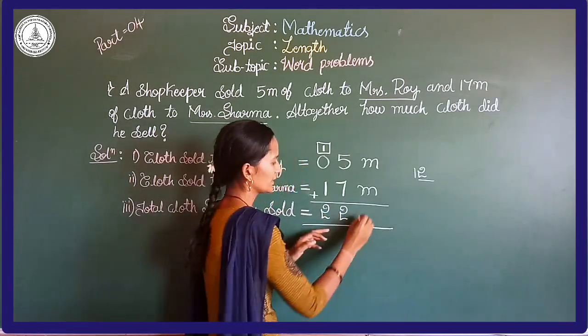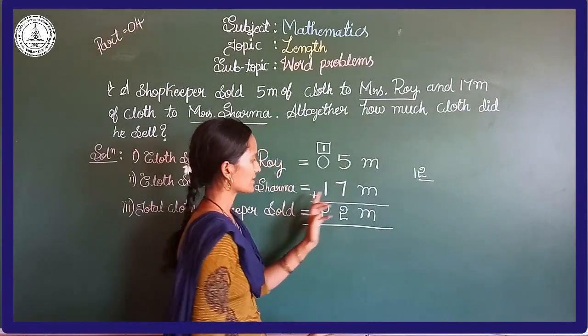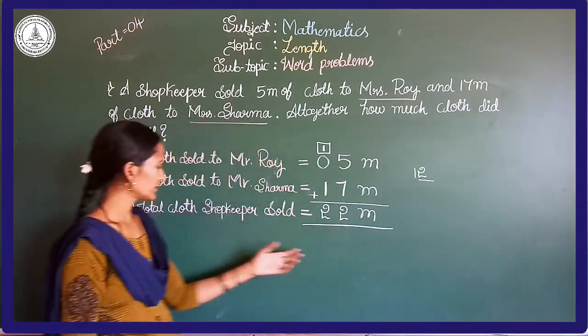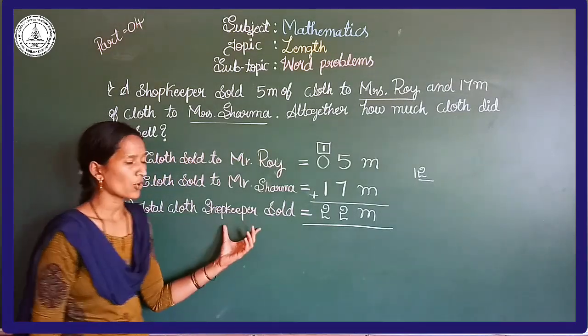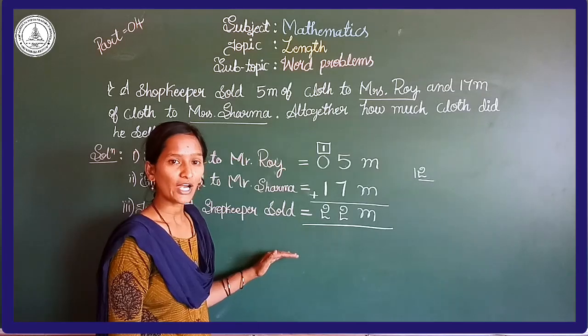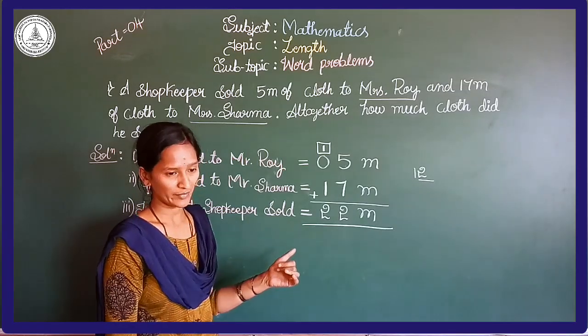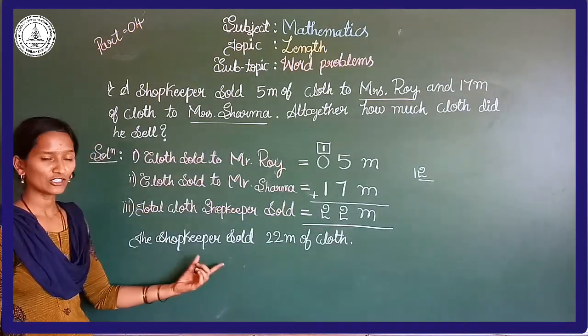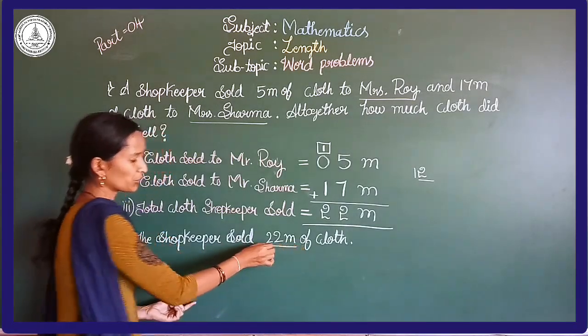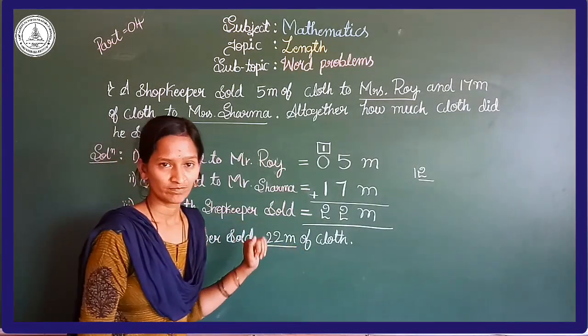So what is this? This is 5 plus 17 equals 22 meters. So this is the total cloth the shopkeeper sold, right? Students, after this you have to write down the conclusion statement. So this is the conclusion statement: the shopkeeper sold 22 meters of cloth, right?